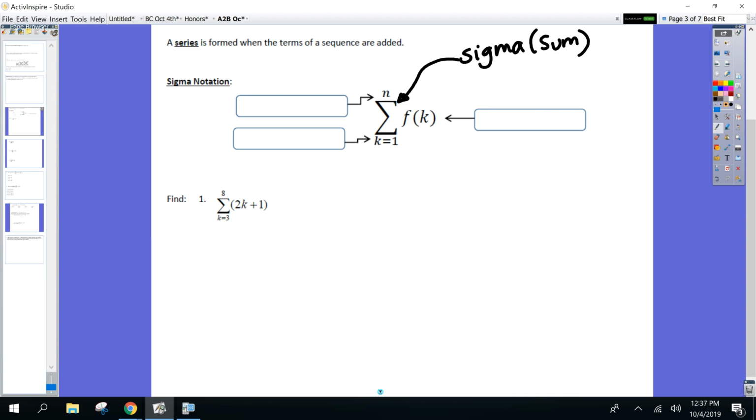There are 3 parts to this sigma. On the bottom, you will see a number. That is our starting value. And I'll go over this in a real example in a second. You will also see a number on the top of the sigma here. Everyone see where the n is? That's my ending value.